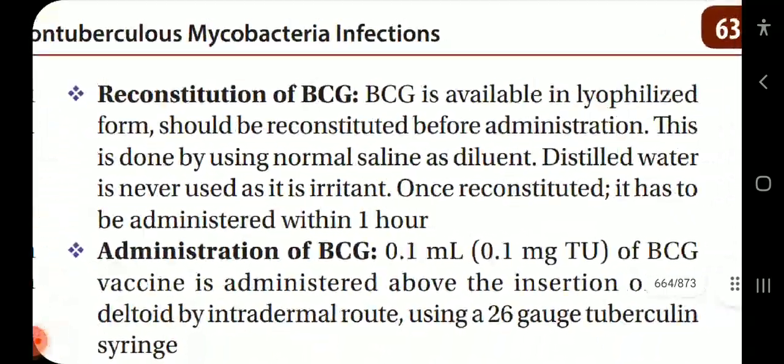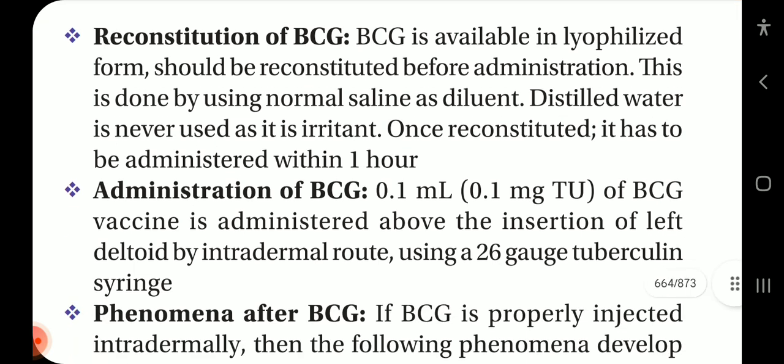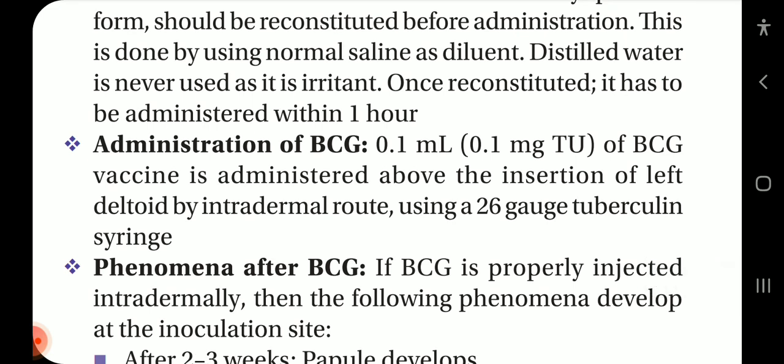Okay, now the reconstitution of BCG. BCG is available in lyophilized form and should be reconstituted before administration. This is done by using normal saline as diluent. Distilled water is never used as it is irritant. Once reconstituted, it has to be administered within 1 hour.